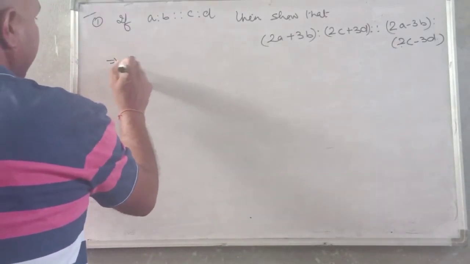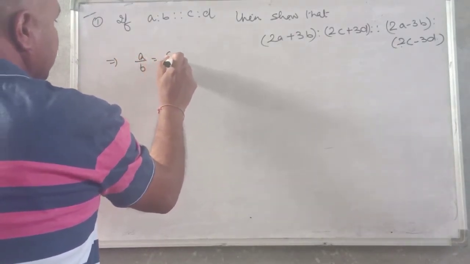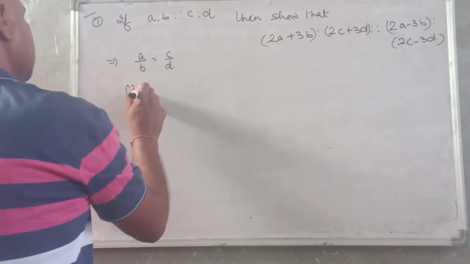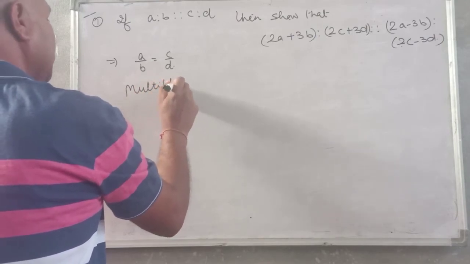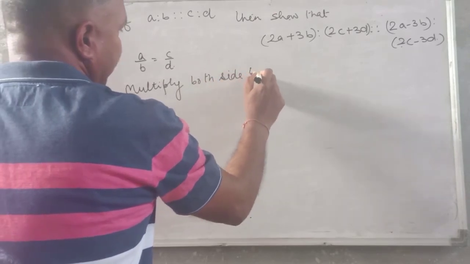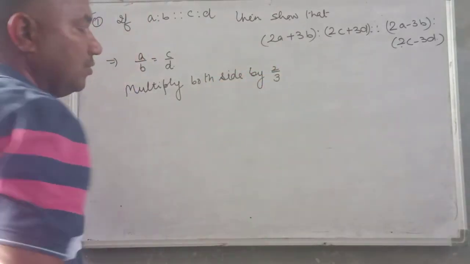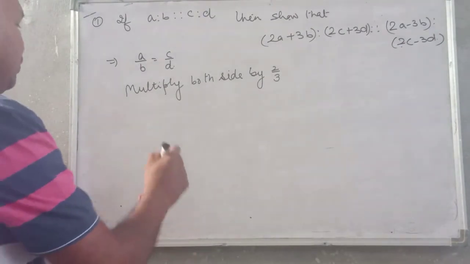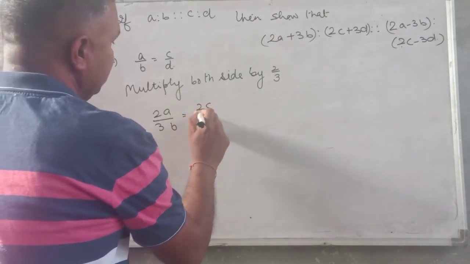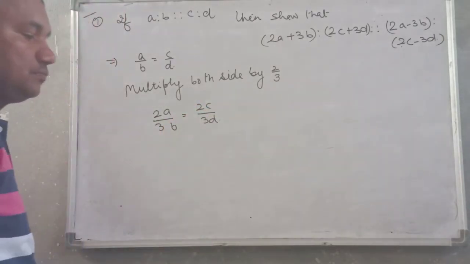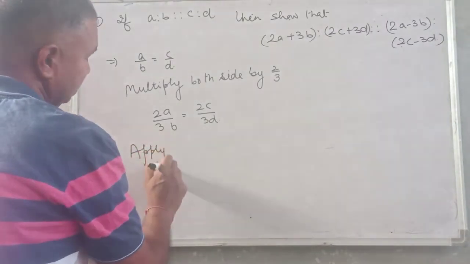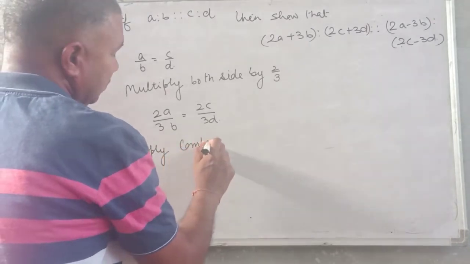We have given that A is to B, C is to D, means A, B, C, D are in proportion. So this implies A by B is equal to C by D. Now multiply both sides by 2 by 3. We get 2A by 3B equals 2C by 3D. Now applying componendo and dividendo rule.